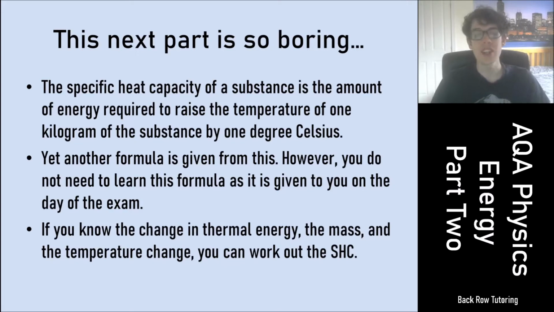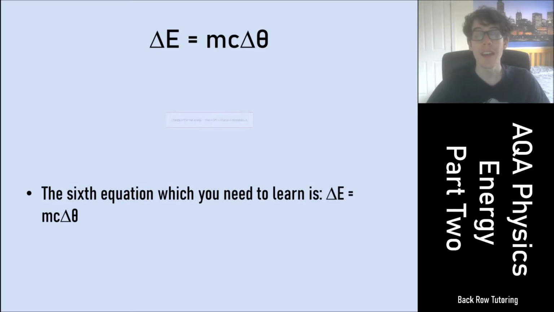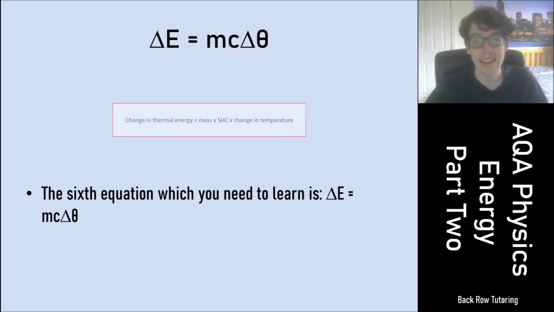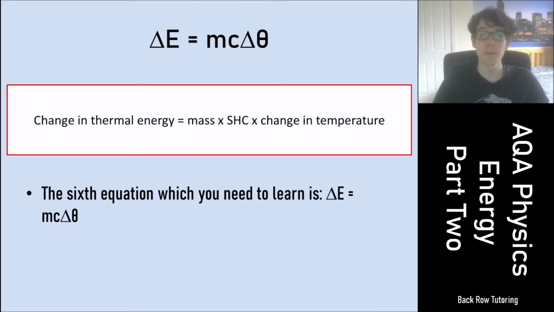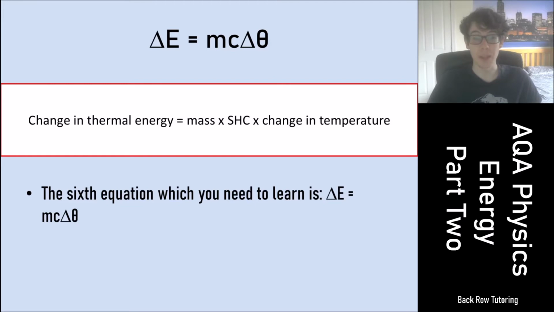If you know the change in thermal energy, the mass, and the temperature change, you can work out the specific heat capacity of a material. And that's because delta E is equal to mc delta theta. The change in thermal energy is equal to the mass multiplied by the specific heat capacity multiplied by the change in temperature. The change in thermal energy is in joules. The mass is in kilograms. The specific heat capacity is in joules per kilogram degrees Celsius. And the change in temperature is in degrees Celsius.